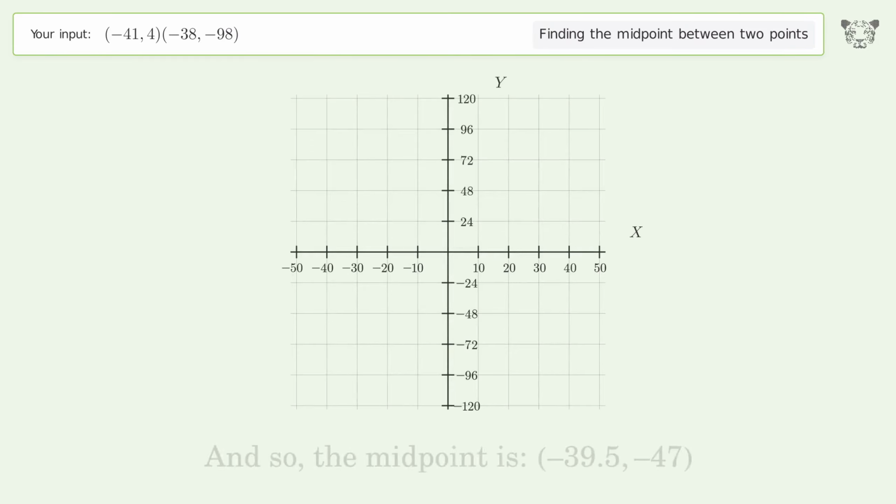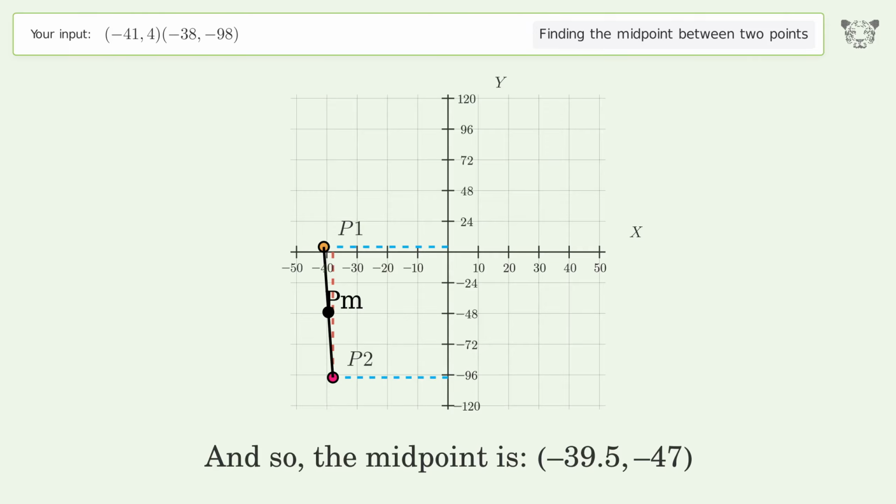And so, the midpoint is negative 39.5, negative 47.